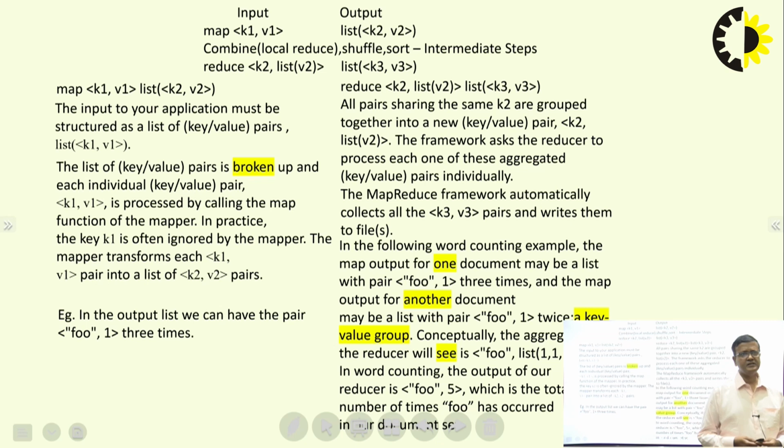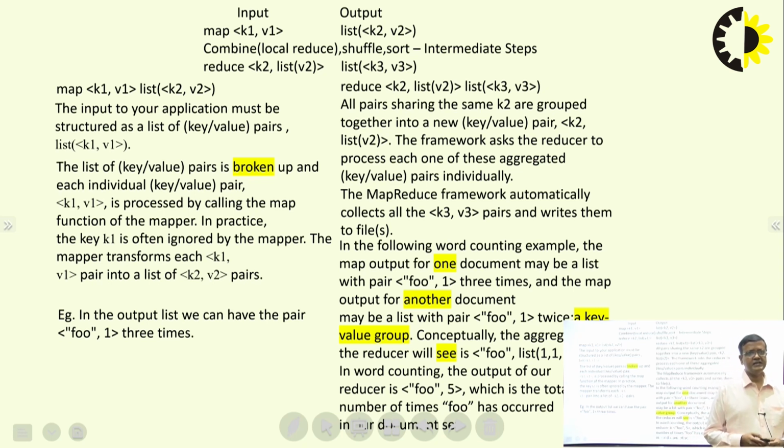So this is the functional model of your MapReduce programming model. Here we can see the input and output of the MapReduce operations. In between the MapReduce operations, you can see the combine, shuffle and sort, which are the intermediate steps performed between the map and reduce operations. Your combine is also called your local reduce operation. It may be used, it may not be used.